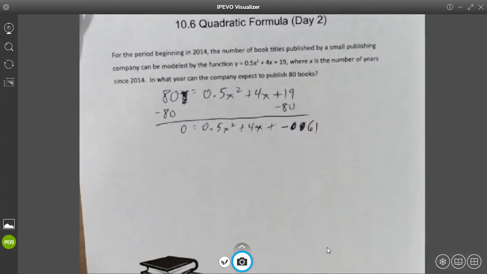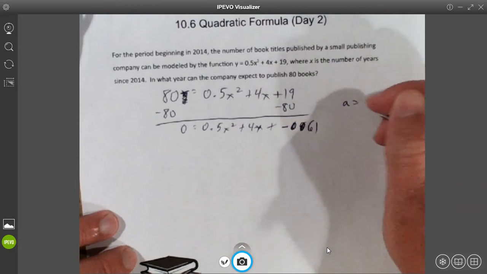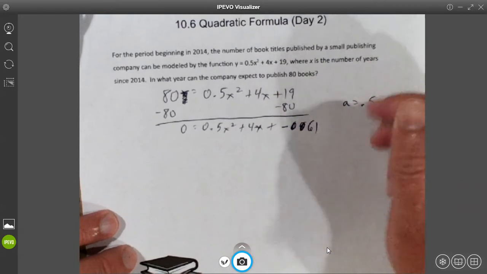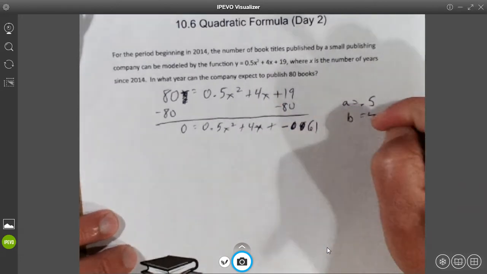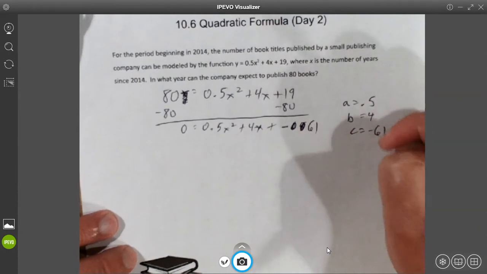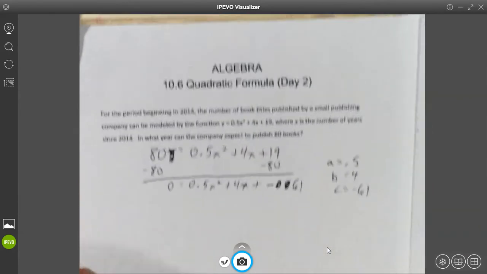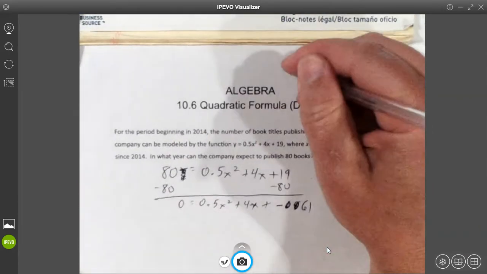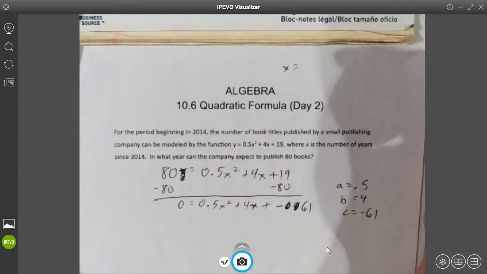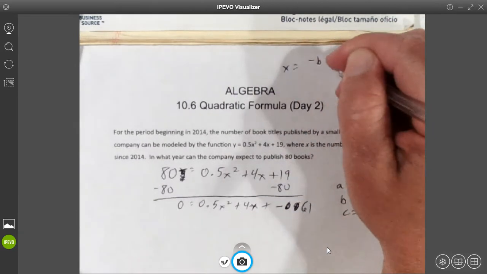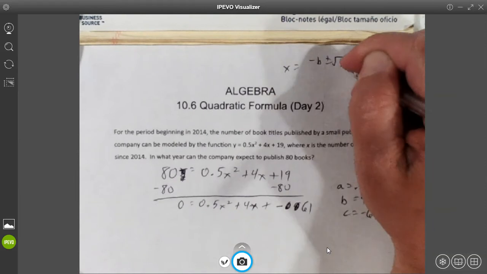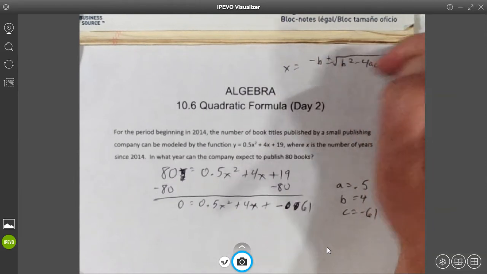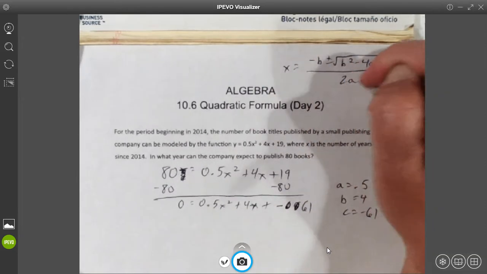All right. So here we go. We've got our a is 5/10, b is 4, and c is negative 61. I'm just going to jot down up here the quadratic formula, of course, you've got it memorized, right? It's the opposite of b plus or minus the square root of b squared minus 4ac, entirely divided by 2a.